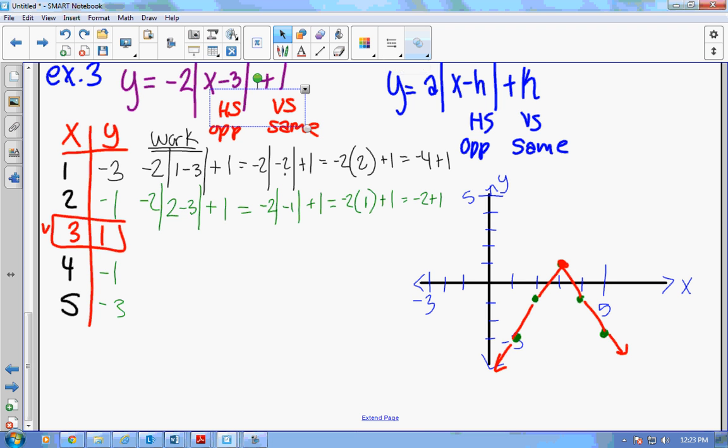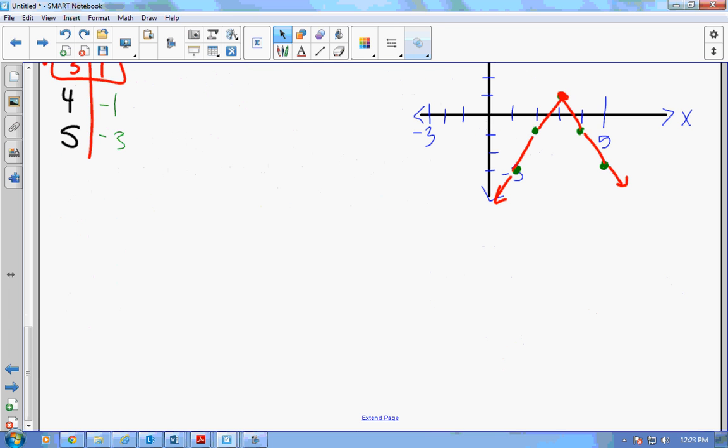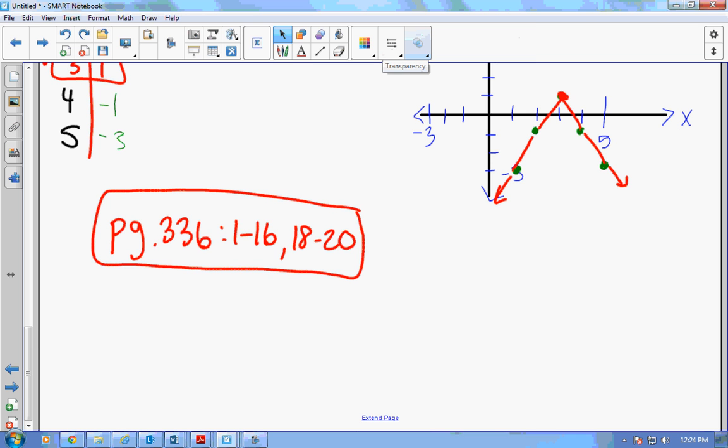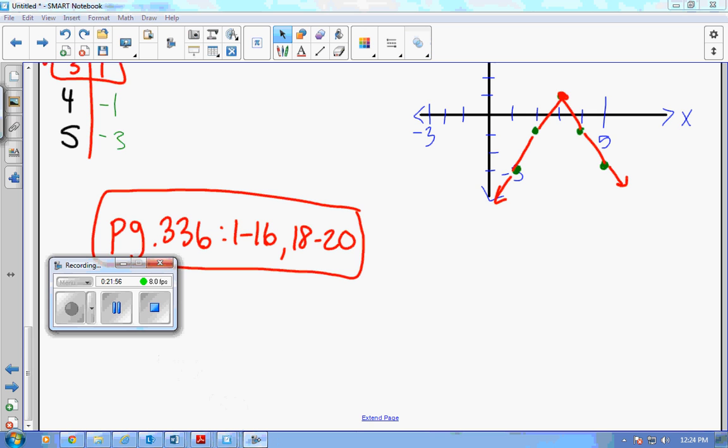Okay, so for the remainder of class, we're going to be working on this. I'll give you some graph paper, because you're going to be doing some graphing. So the assignment's actually what I have right there on the board. Page 336, 1 through 16, and 18 through 20. Essentially, it's 1 through 20, and we're not doing number 17. Skipping number 17. Okay, so we'll pass out graph paper. Everyone will probably want to take 2 pieces.